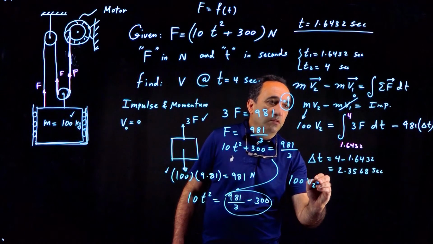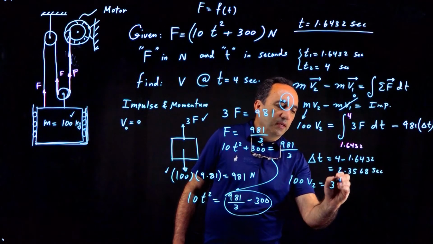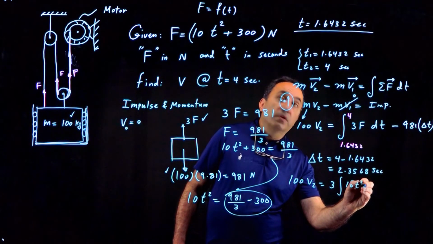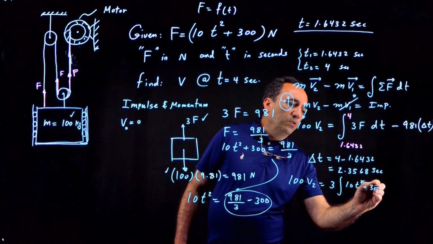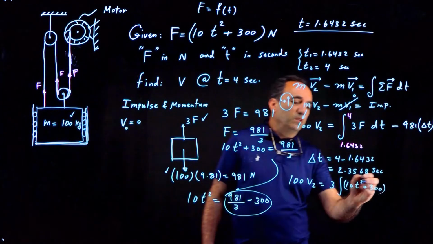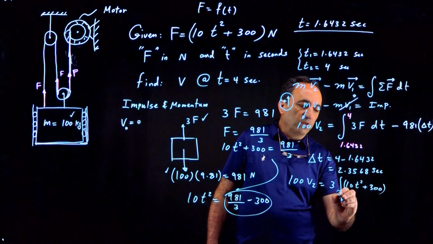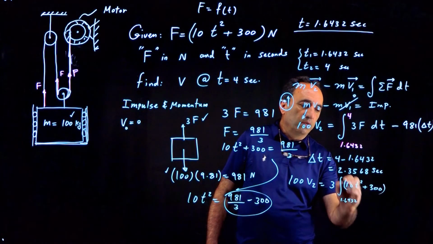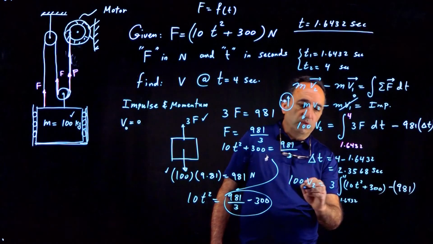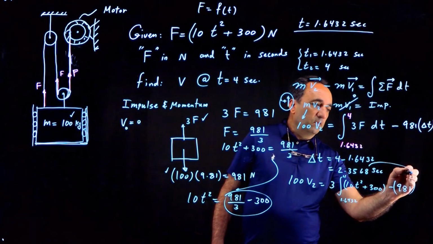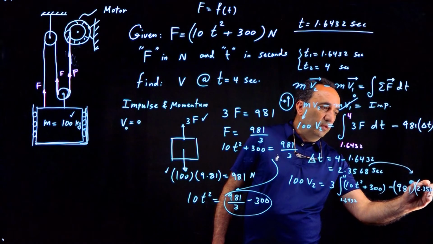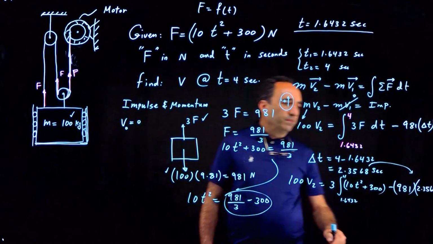So go ahead, plug in. I'm not going to go through the integration. You know how to handle that. You can even take the 3 out and integrate 10t squared plus 300. You could even put the weight within this integral, actually. Your limits are exactly what they were before, right? And then this one becomes 981 times delta t, which is 2.3568.